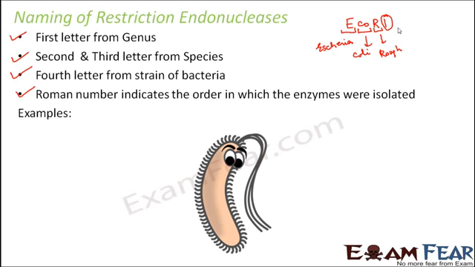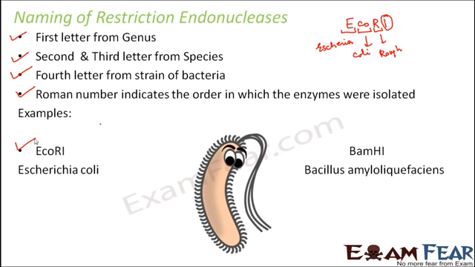So let us look at some other examples of restriction endonuclease enzymes. When you say EcoRI, that's what I told you just now. This EcoRI is extracted from Escherichia coli. That is why E, and then from coli you get CO. So it is ECO. R is the strain, the rough strain, and I is the first enzyme extracted from E. coli. Next is BamHI. Here B is from Bacillus and AM is from amyloliquefaciens. This is the bacteria from which BamHI is derived, H represents the strain and I is for the first enzyme extracted.